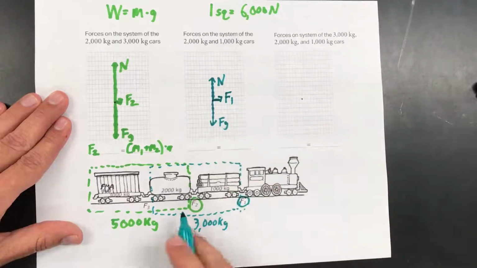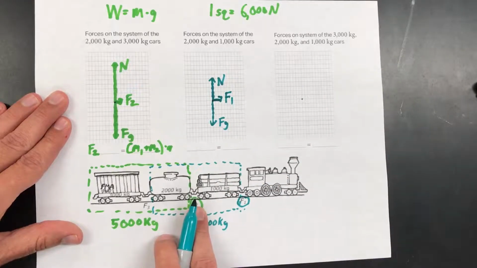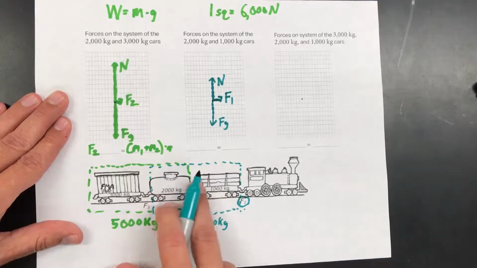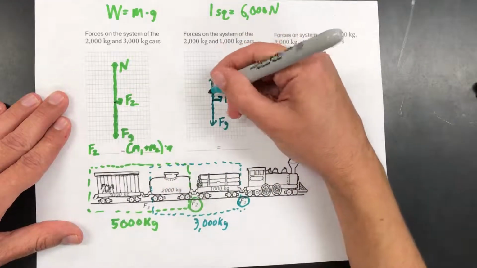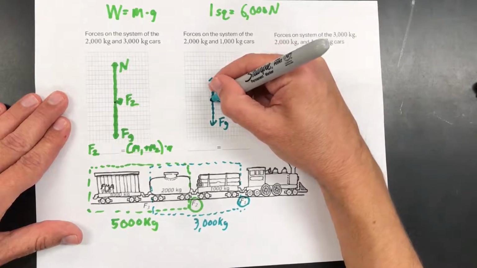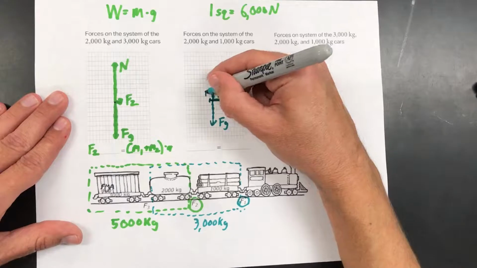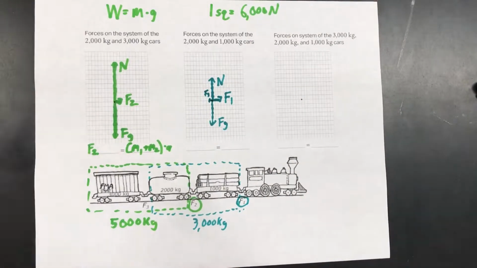But we also, inside here you may say, well, what about F2? F2's not there because it's an internal force. It's within the system. But F3 is pulling back there. And so we do have F3 going back, and F3 was only 6,000 newtons, so it's just 1 square now, one tiny little square, and I'll label that F3 going back like that.